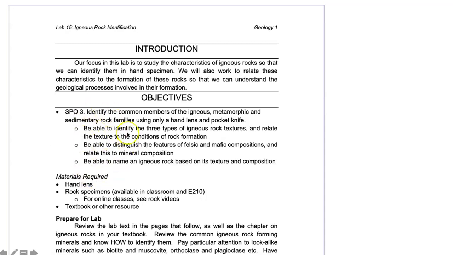Let's make sure you understand what these 3 objectives are about before we even dig into the rest of the lab. The first one, because this one is focused on igneous rocks, says be able to identify the 3 types of igneous rock textures. Well, let's stop right there. What is an igneous rock texture and what are the 3 types? Well, texture refers to the size of minerals in geology.